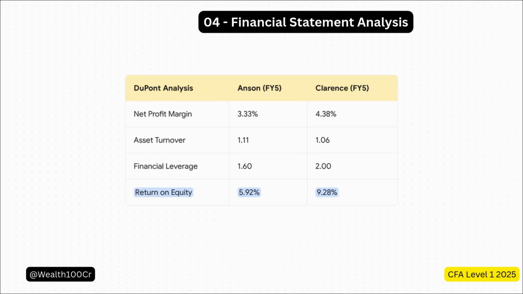Let's make this real with a quick example from our source material. We've got two companies, Anson and Clarence. At first glance, Clarence's ROE of almost 9.3% looks way better than Anson's 5.9%. But why? That's the million-dollar question. The DuPont breakdown tells the story. Anson is actually more efficient. It has a higher asset turnover. But Clarence wins on two other fronts. It's more profitable with a higher net margin and, crucially, it uses significantly more financial leverage. It's that combination of higher profitability and higher leverage that's juicing its ROE, even though it's less efficient with its assets.